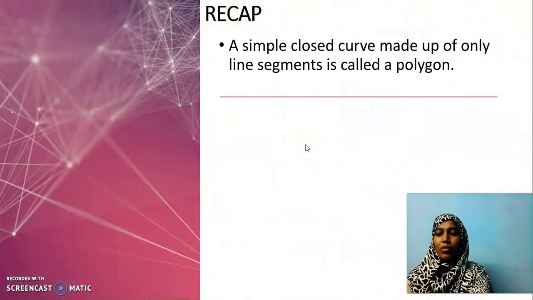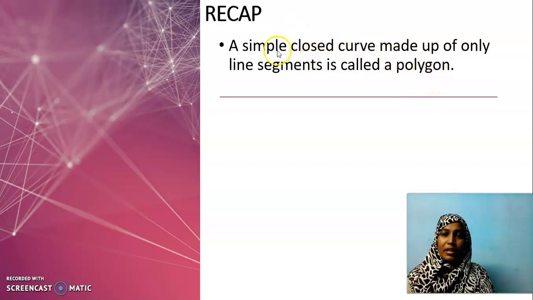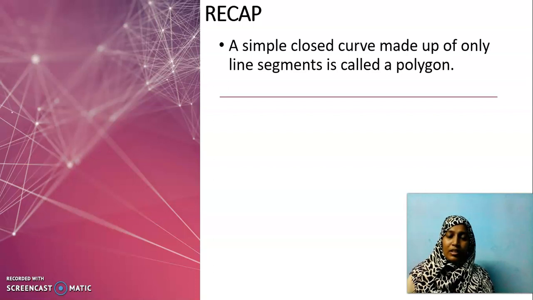Then what else did we see there? Yes, we defined what is a polygon. A simple closed curve. It should be a simple one. There should not be any intersection between the curves and it should be a closed one. And that curve should be made up of only line segments. Such a figure is called a polygon.